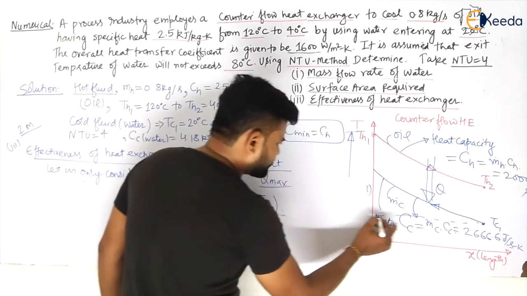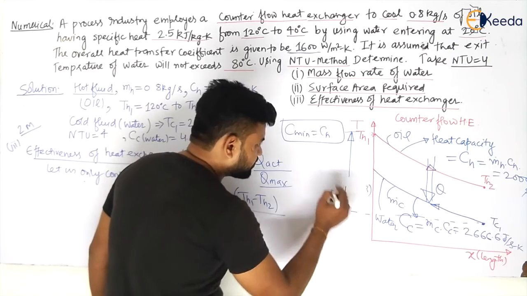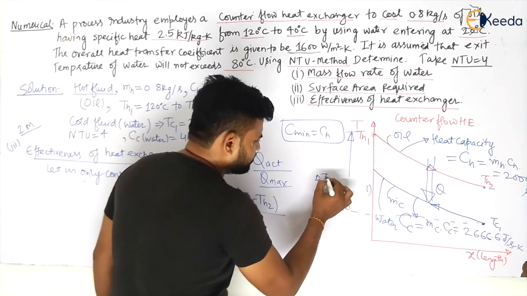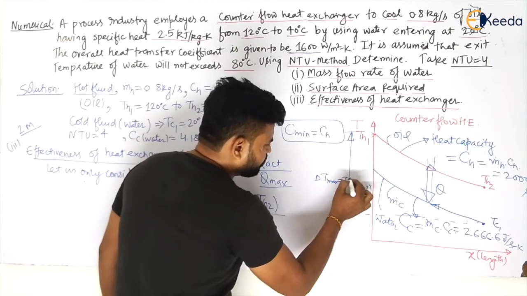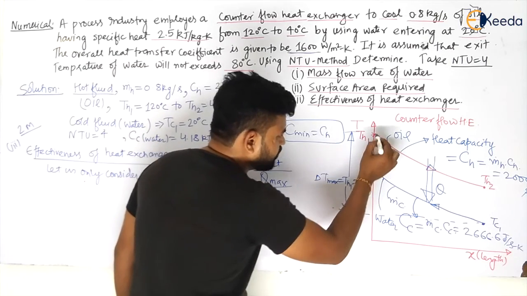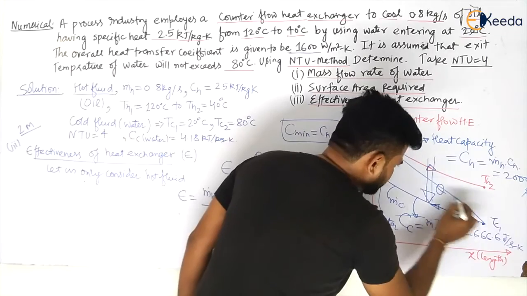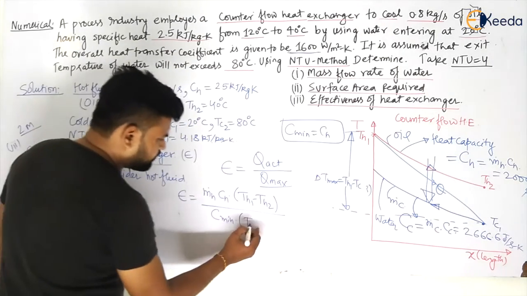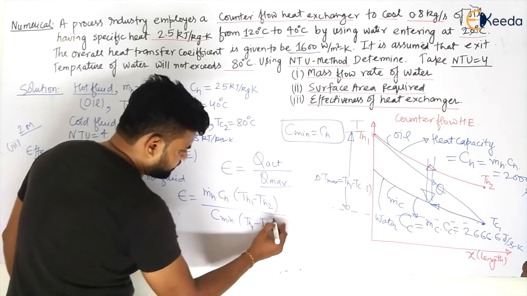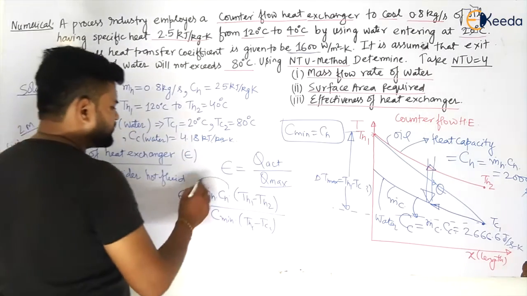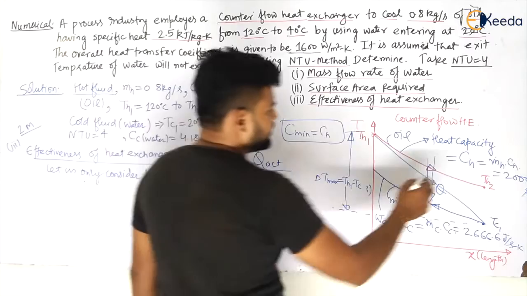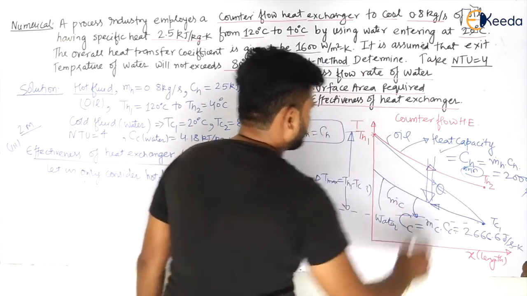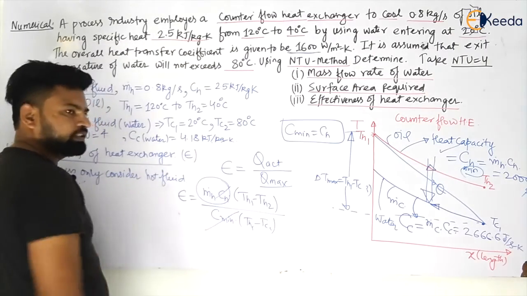The maximum temperature difference will be from TH1 to TC1, my dear students. So delta T maximum will be nothing but TH1 minus TC1. The hot fluid can undergo the maximum temperature change up to this. Hope you understood this. Very good. We know that m dot C_H is the C minimum for the hot fluid, so this will be cancelled.